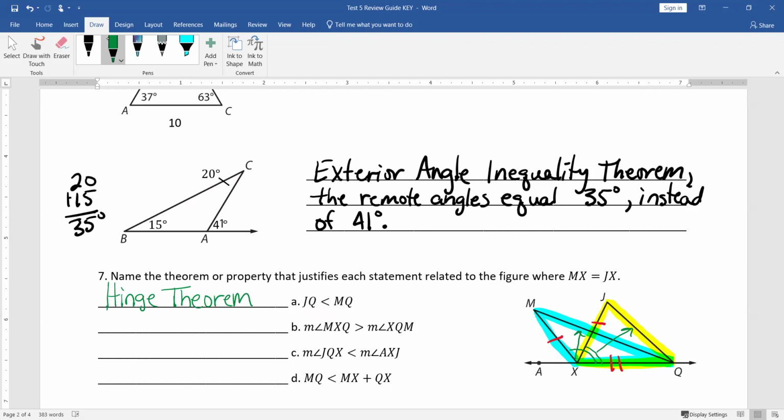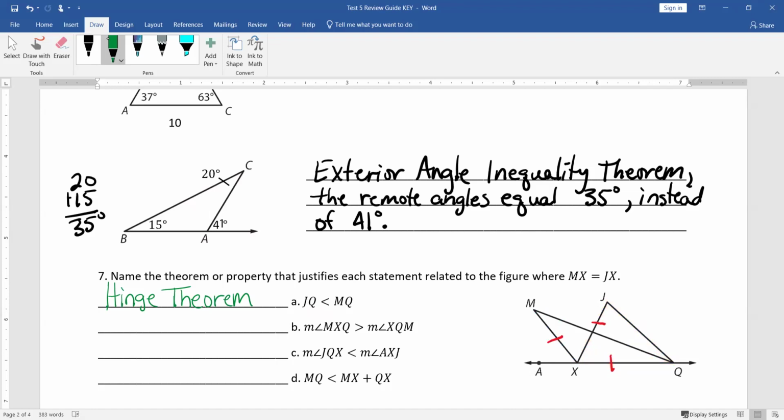So if you're working with two triangles that are congruent and the third is not, that's your hinge theorem. If it's a scaling triangle and they're all completely different sizes, that's when you look at your greater angle theorem and your longer side theorem. All right, I'm gonna clean this up a little bit.